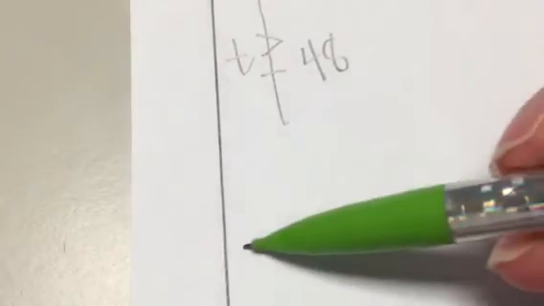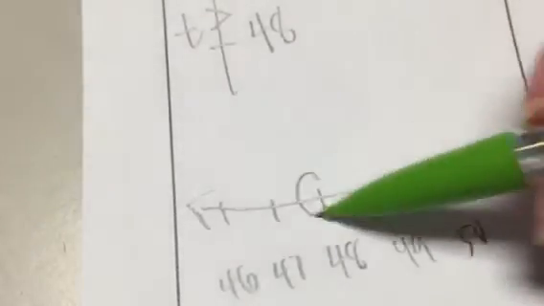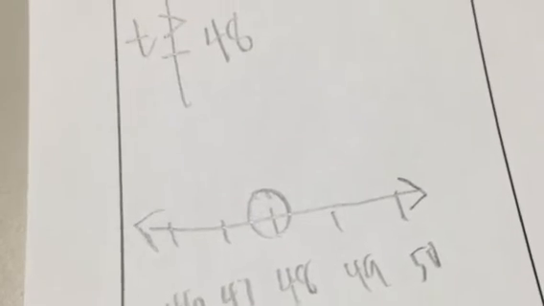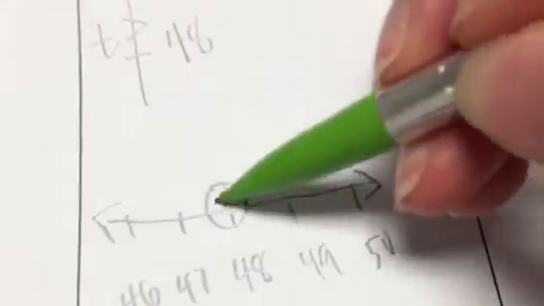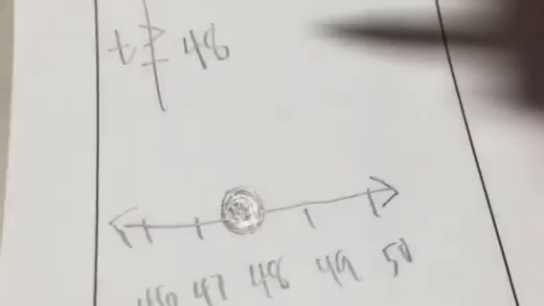All right, now I need my graph. 48 is in the middle, 49, 50, 47, 46. My circle's at 48. Then I ask, is it going to be an open or closed circle? Well, the inequality sign has that equal to, so that means it's included. So I have to color that circle in. 48 is part of the answer.